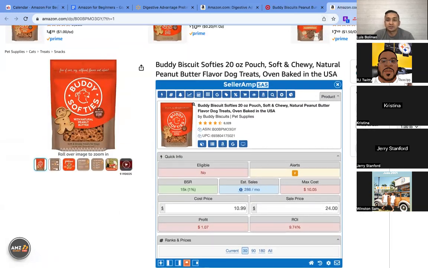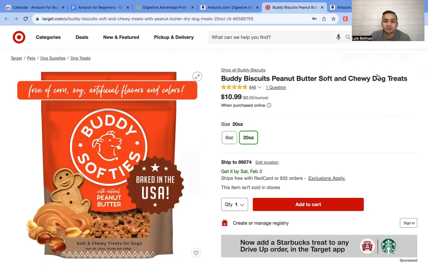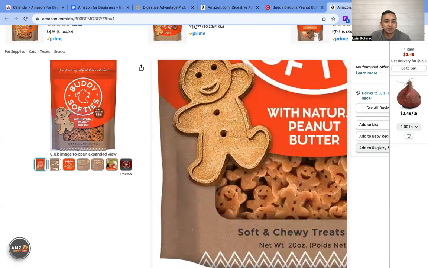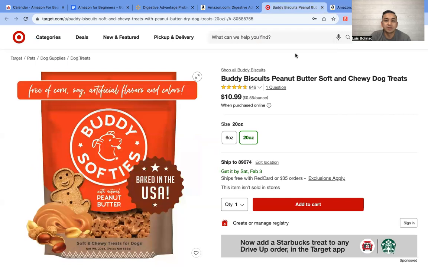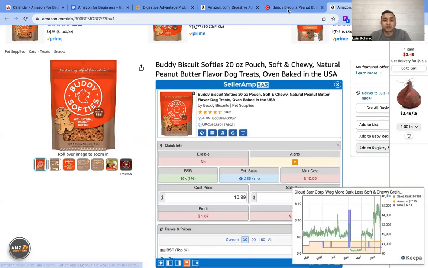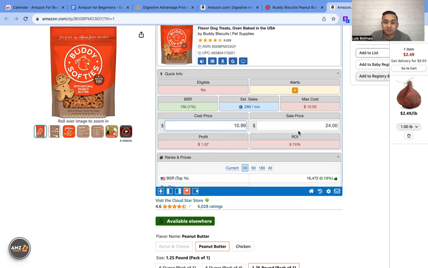This one's another variation. The next product, what is this? Oh, it's a doggy treat. $10.99. So 20 ounce size. Yeah, 20 ounce. Same brand, peanut butter. Okay, so same products, right? Cost is $10.99. Sale price is about $24.